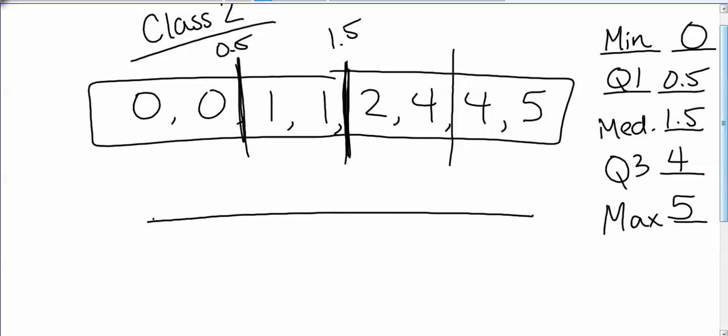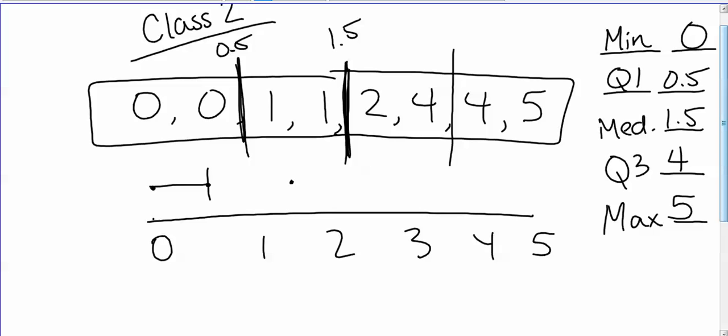again, we only need to go from 0 to 5. Our minimum value is 0. Our quartile 1 is right here. Our median is right here. So this is a line from our minimum value to Q1.